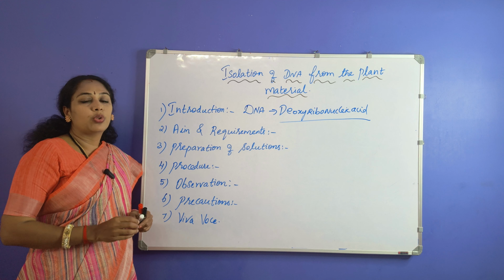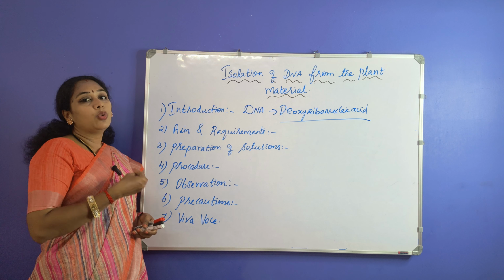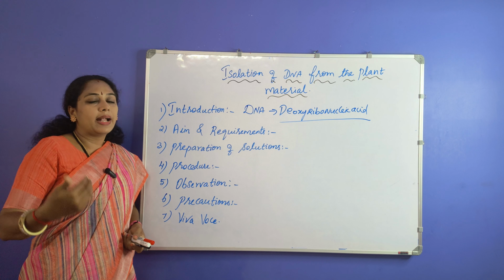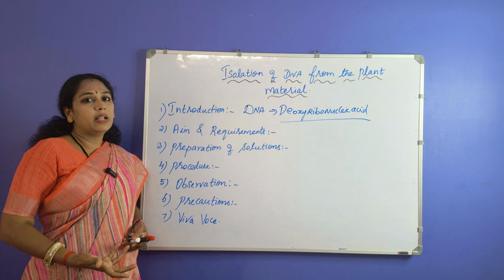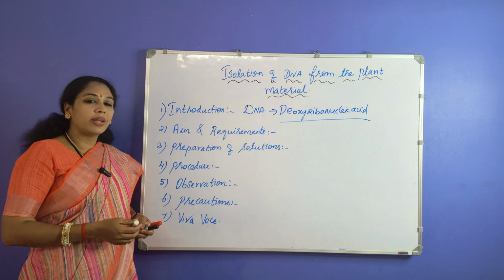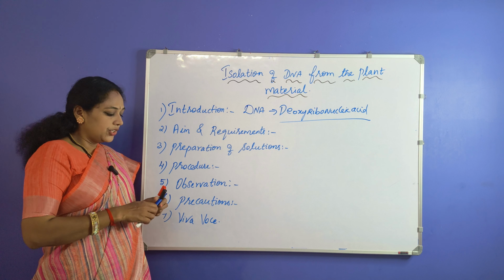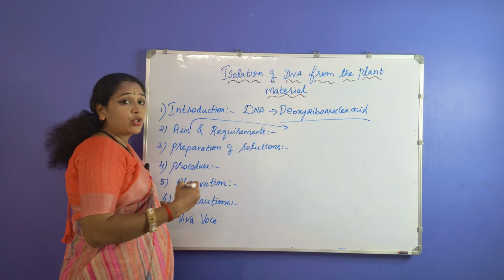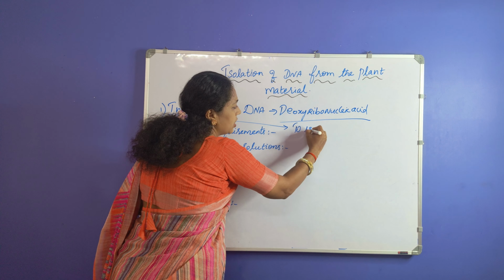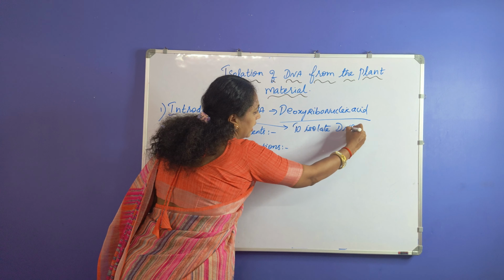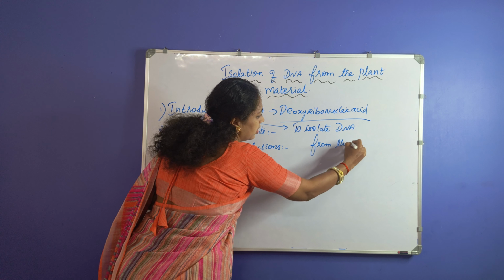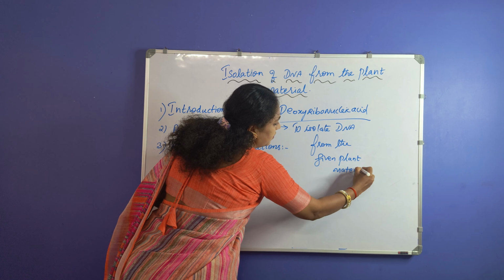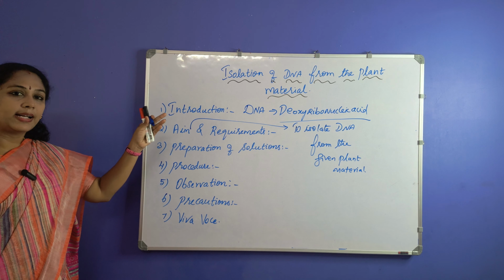And the next one is about the aim and the requirements. So coming to the aim, you write the aim as to isolate DNA from the given plant material. Which kind of plant material can be used? Then we will talk about the requirements, what all the things you require. So first we'll discuss the aim. When you talk about the aim, you write: to isolate DNA from the given plant material. So this will remain your aim of the experiment.